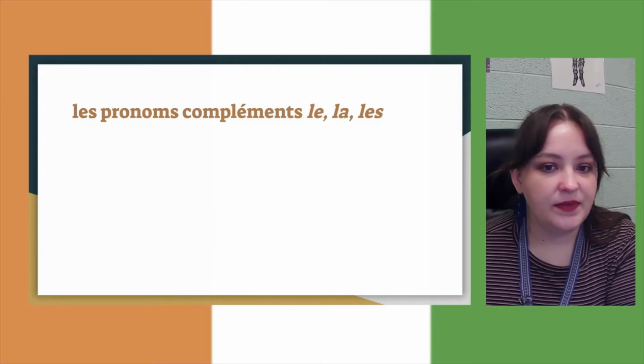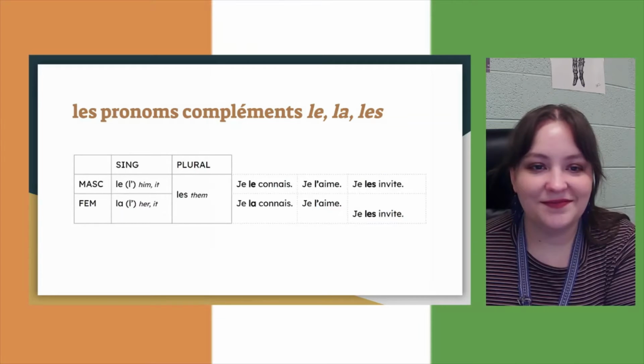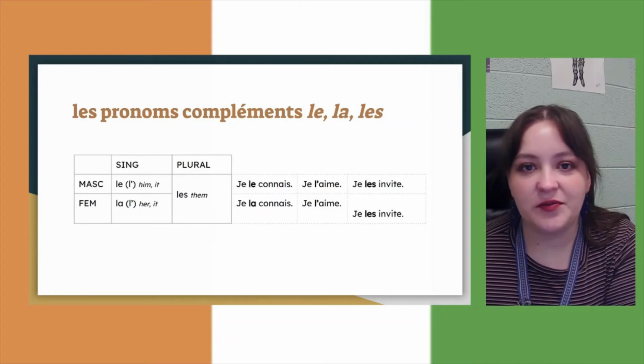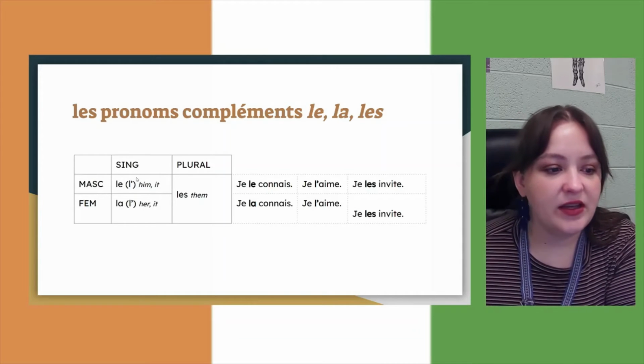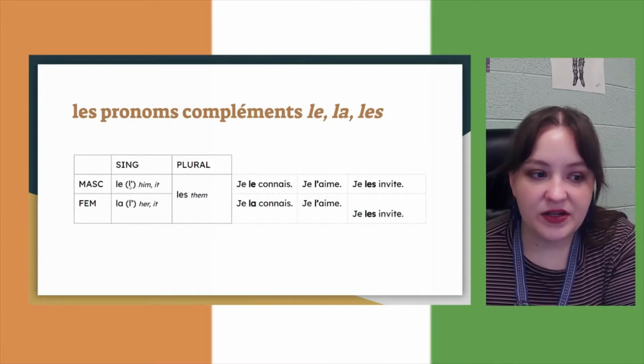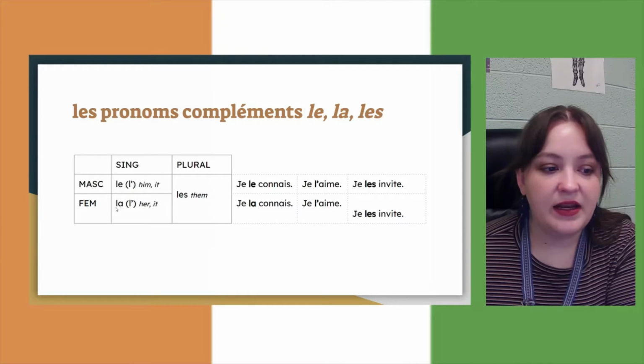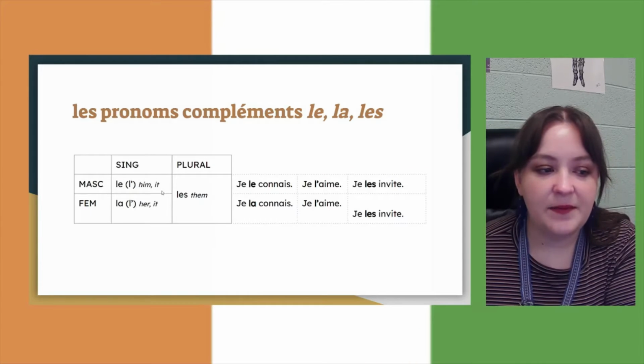Now, I'm just going to show you the chart that we had. So we had a chart for me, te, nous, and vous, and here's the chart for le, la, les. So singular masculine is le or l apostrophe. Singular feminine is la or l apostrophe. And plural for either gender is les.